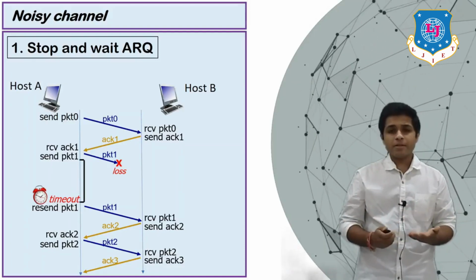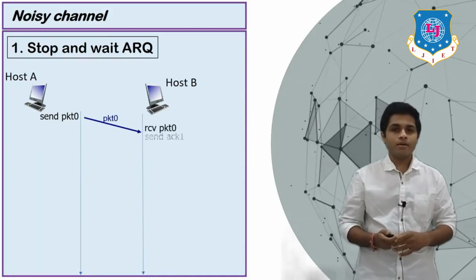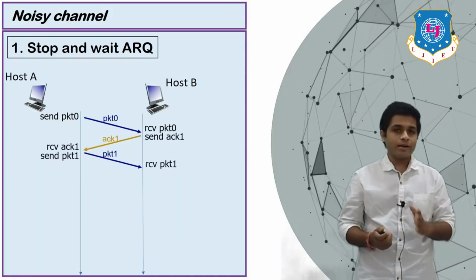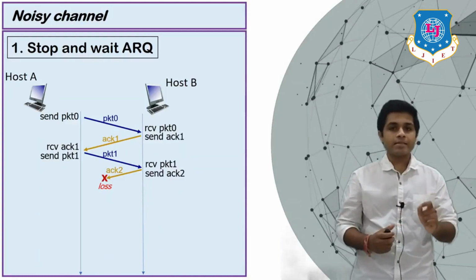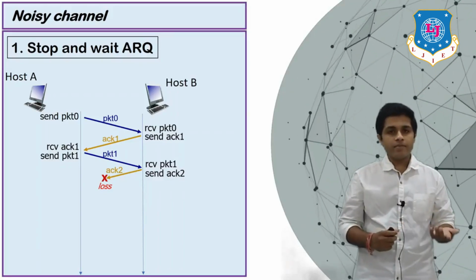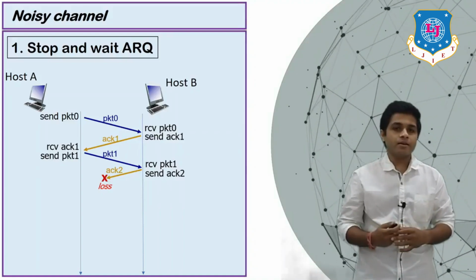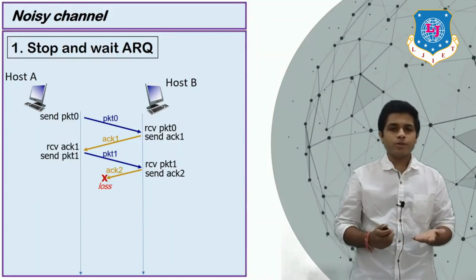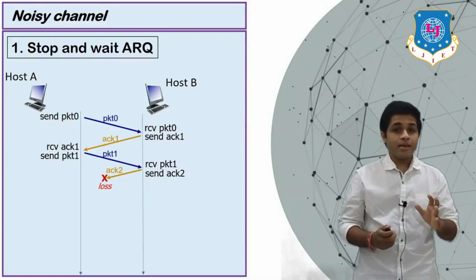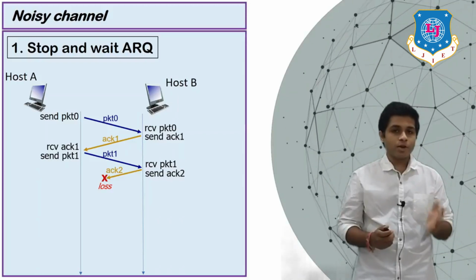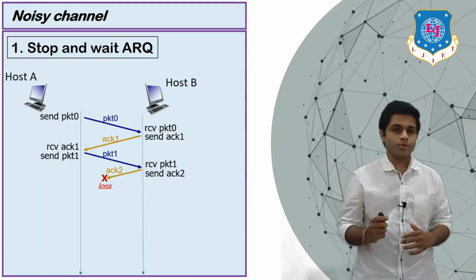Now what happens if the acknowledgement is lost? So A has sent the packet 0, B has received the packet 0. We know that for the packet 0 it will send the acknowledgement 1, which is 1 greater than the sequence number of packet 0. A will receive the acknowledgement 1, so it will send the packet 1, and B has sent the ACK2. Suppose acknowledgement 2 is lost somewhere. Now you can clearly understand that A is waiting for acknowledgement 2 because it has sent the packet 1, and B is waiting for packet 2 because it has sent the acknowledgement 2.